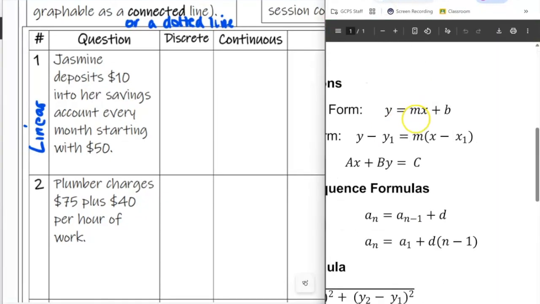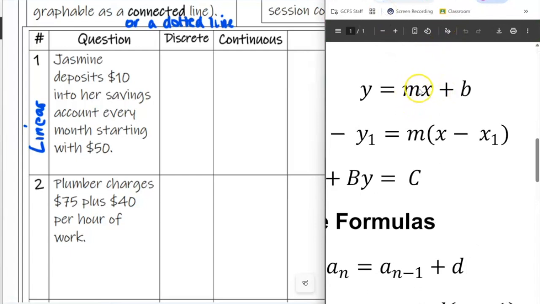If I've said it's linear, here's my equation. I need to know what's the number that keeps happening and then what is my y-intercept, my start, the number that happens one time. So if I'm depositing $10 into my savings account every month, what does that mean? Month 1, I deposit $10. Month 2, another $10. Month 3, another $10. Month 4, another $10. Month 5, another $10. So this is the number that keeps happening.